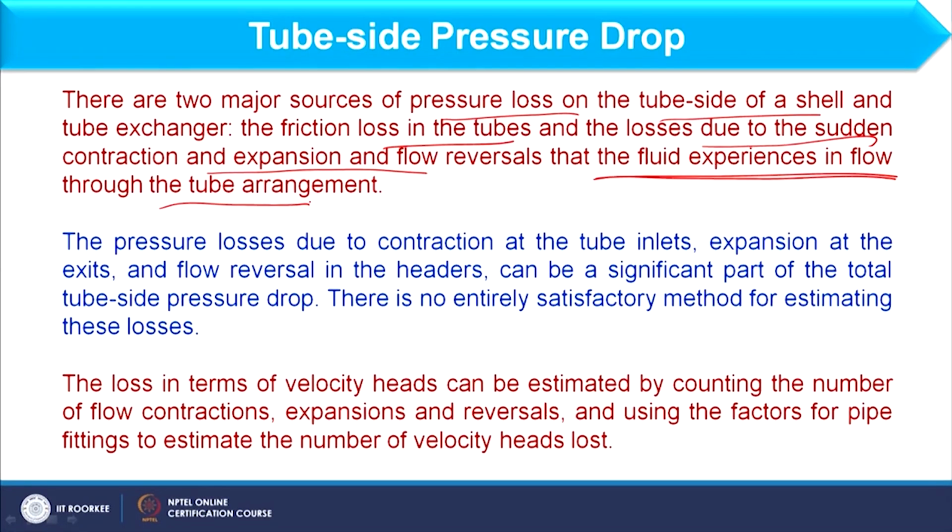Now, what is the meaning of this? If I consider the pressure drop in either shell side or tube side, what basically am I considering? I am considering the frictional loss when the fluid is moving from one side to another, and that frictional loss causes pressure drop in the exchanger, in tube side or shell side.